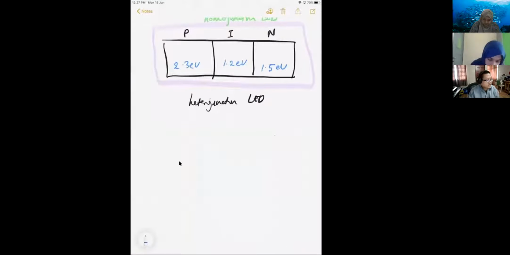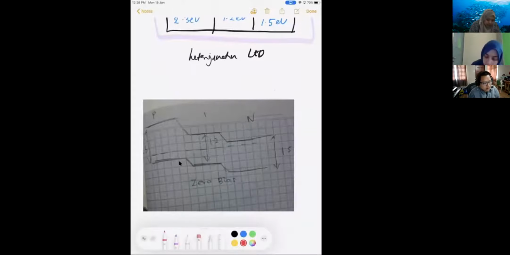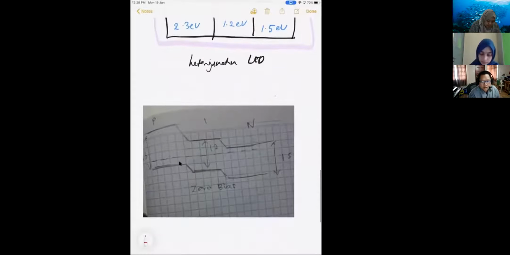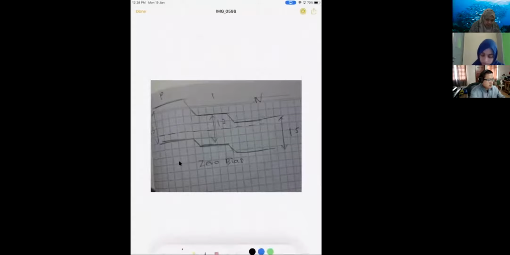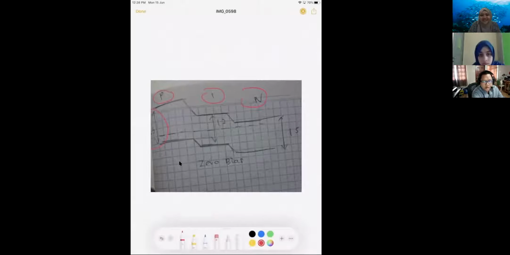Okay. Madam, can't see your iPad. Can you see now? Yes, okay, we can. So this is your photo, right? Yes. So you can see, you have a P, you have the I, and you have the N. So the P, Iman has taken a picture that crops the energy over here, and this is 2.3, right?